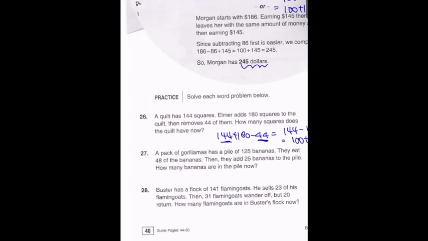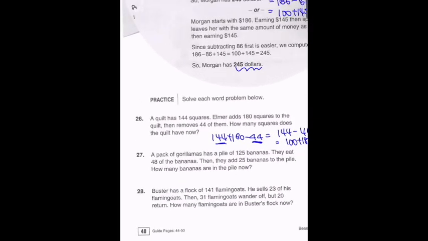And so for problem 27, I want you guys to try solving problem 27 on your own. I'll be giving you guys about 1 to 2 minutes to try it yourselves, and then I'll be going over the solution with you after 2 minutes.